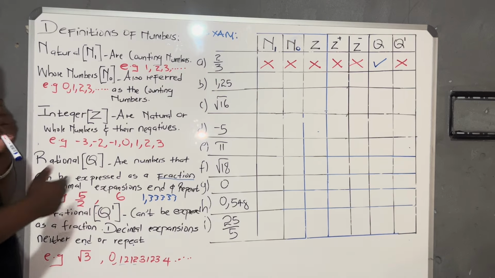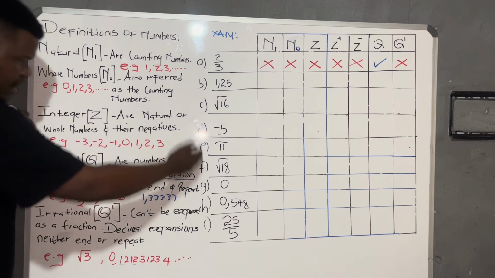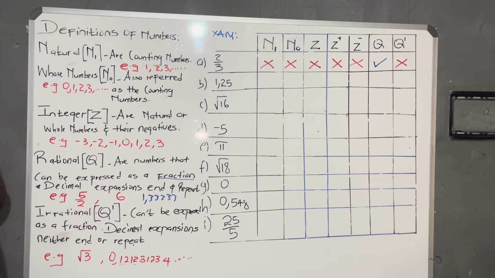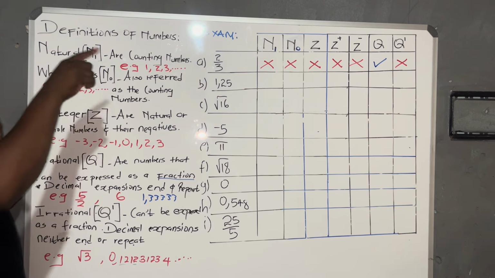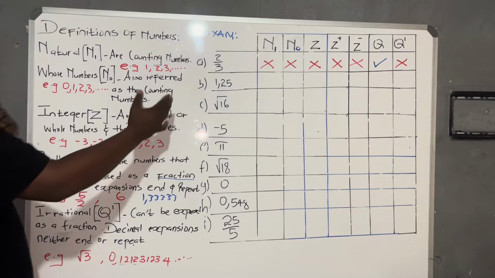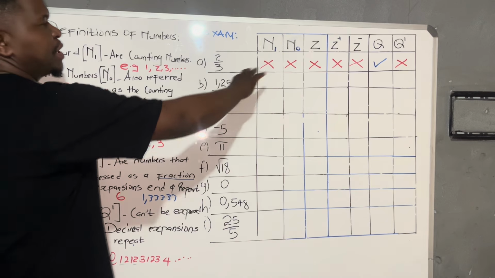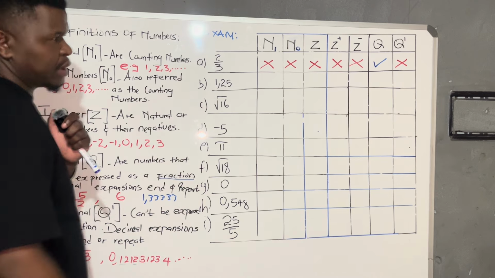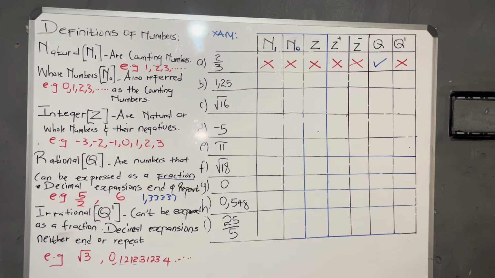Pause the video and work on the rest. I'm going to continue with the same thing, to identify the ones which are not applicable and the ones that are actually applicable to what we're given in the column and the row.